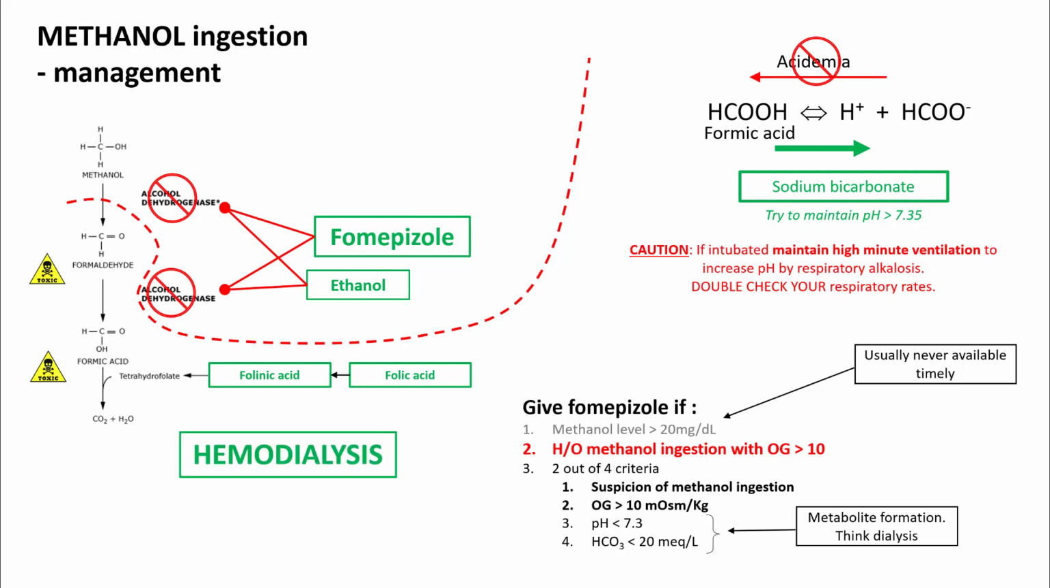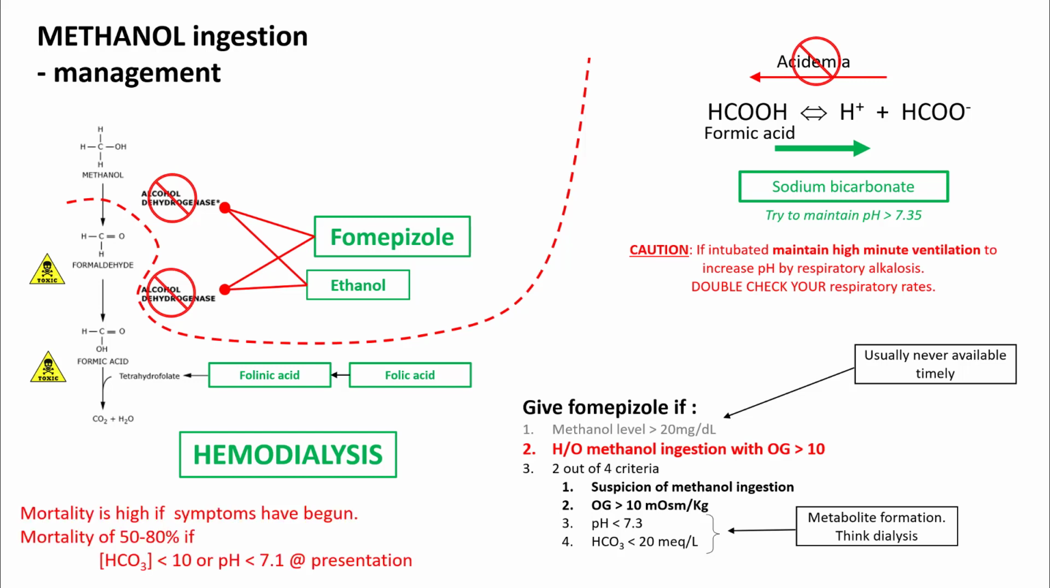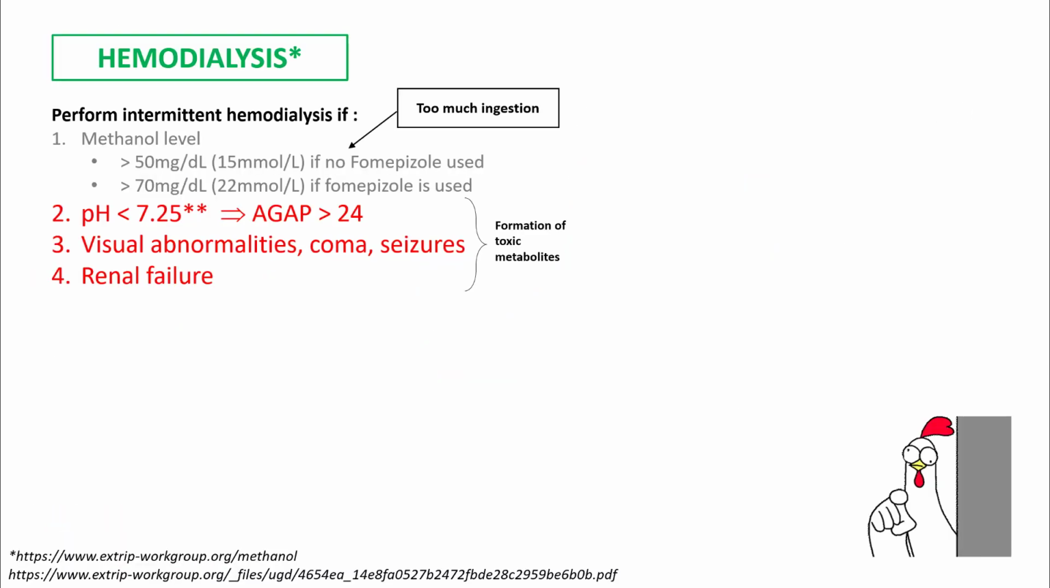Hemodialysis should be considered in all patients with methanol ingestion. Mortality is pretty high if your bicarb is less than 10 or pH is less than 7.1 at presentation. Think about hemodialysis if there is too much ingestion or formation of toxic metabolites.